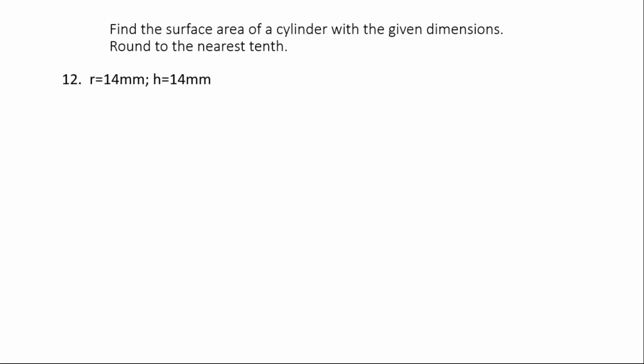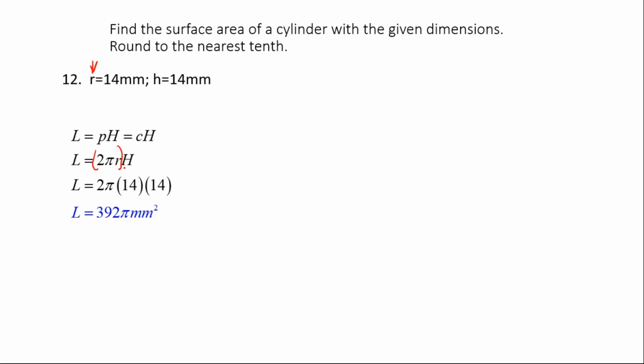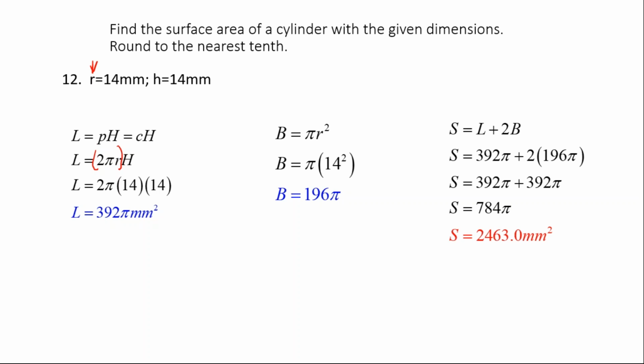12, same thing. This time they put it, notice it was radius, so you don't have to worry about it. 2 pi r for circumference. There's the area of the base, the circle. There's the surface area. This is rounded to the 10th. Not exact, rounded to 10th. And that's how you can tell by looking at it.